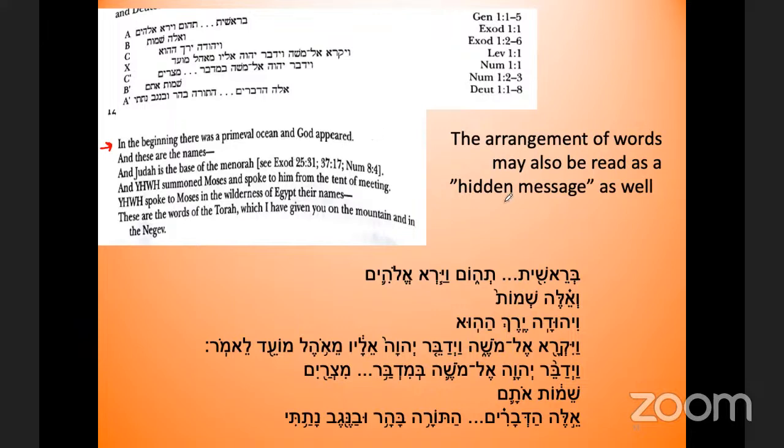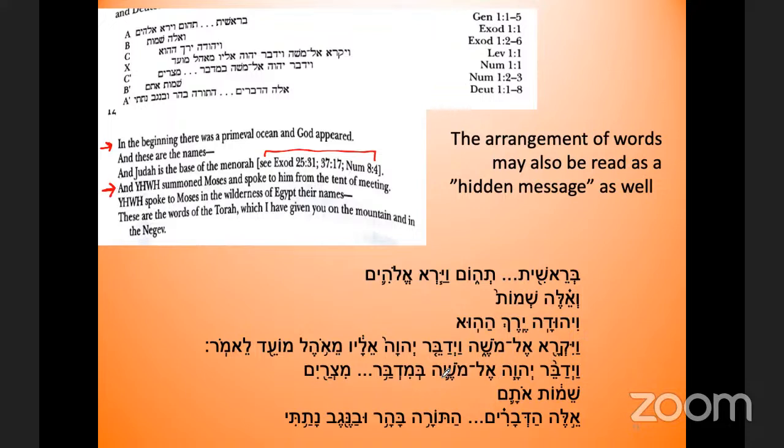And these are the names, Ele Shemot. The next one, Vihuda Yerech Hamenorah, and Judah is the base of the menorah. And you can look up these scriptures yourself. Vayikra el Moshe, Vayedaber Yahweh elav, me'ohel moed lemor. So, and Yahweh summoned Moses and spoke to him from the tent of meeting.